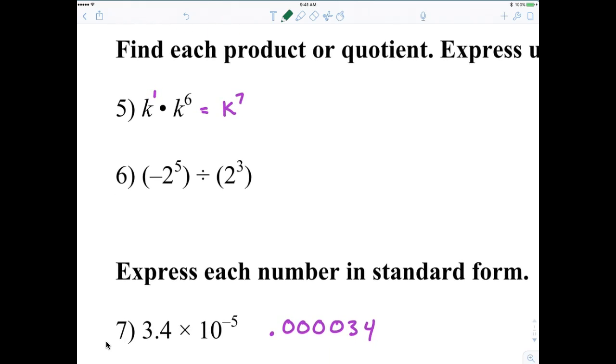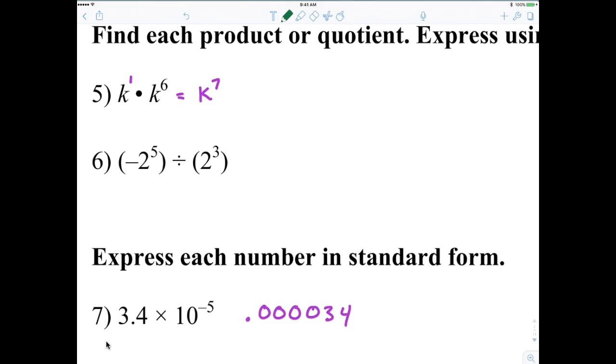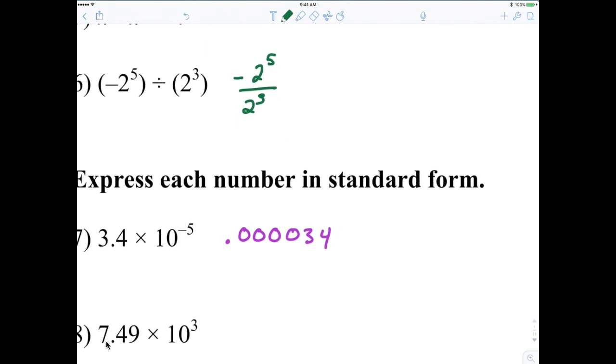Now when we're doing division, what I normally try to do is I try to tell kids, write it as a fraction. So this is going to be negative 2 to the 5th over 2 to the 3rd. Now remember to look carefully on this one because I thought this was kind of a tricky question. The final answer is going to have to be what? Negative. Again, highlight the negative there.